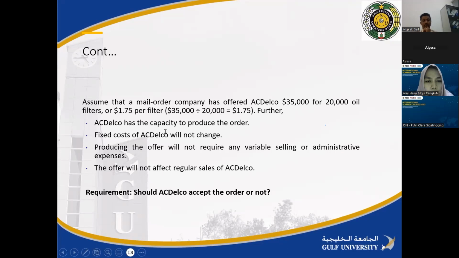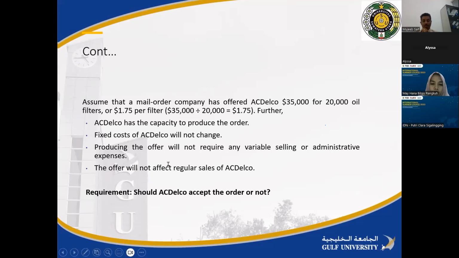Also, our fixed cost, right? Because we will pay the same amount of rent, the same amount for administrative departments, we will pay the same amount. So the fixed cost of our organization will not be changed by this order. Here is some other information.